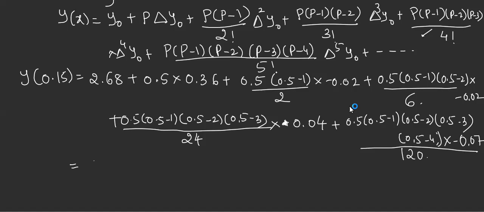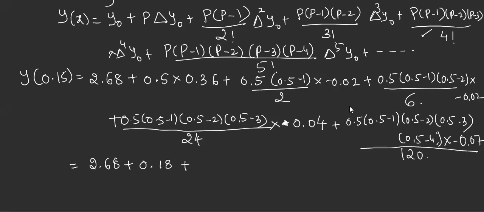Now what you do? One thing, write term-wise simplification. This will really help you when you want to recheck. Do it: 0.5 into 0.36 is 0.18. Yes, 0.18 is correct.